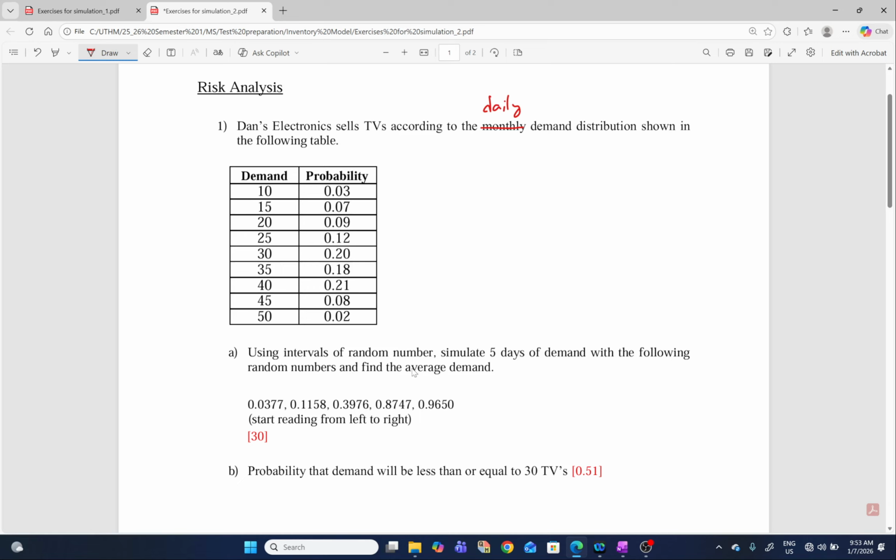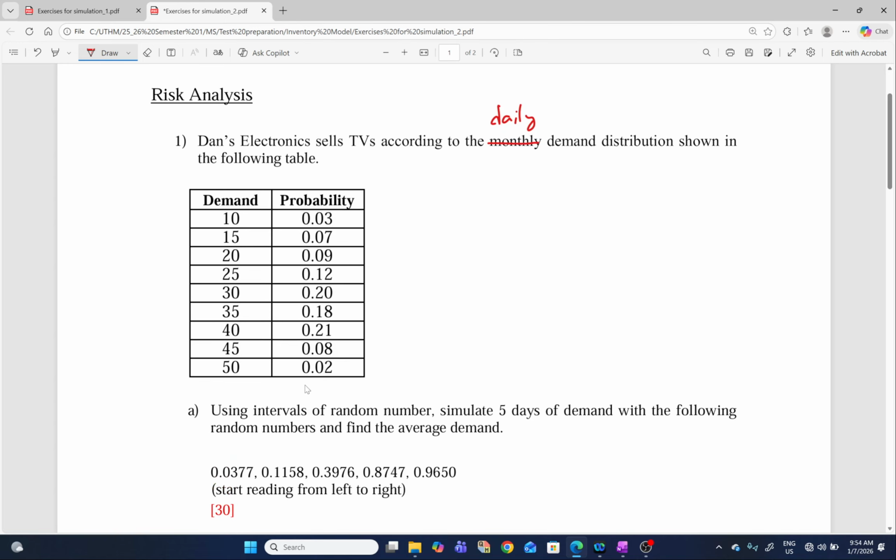Using interval of random number, simulate 5 days of demand with the following random numbers and find the average demand. Alright, first, if you see a question like this, we have to develop interval of random number. Okay, I write this IRN, short form for interval of random number.